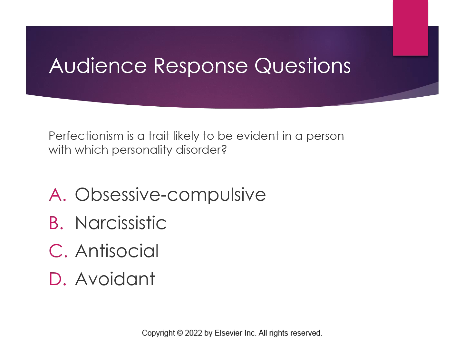And so here's a practice question. Perfection is a trait likely to be evident in a person with which personality disorder? Obsessive compulsive, narcissistic, antisocial, or avoidant? The answer is A, obsessive compulsive. Persons with obsessive compulsive personality disorder do try to control the environment through perfectionism and orderliness. So this is a very good practice question for you.